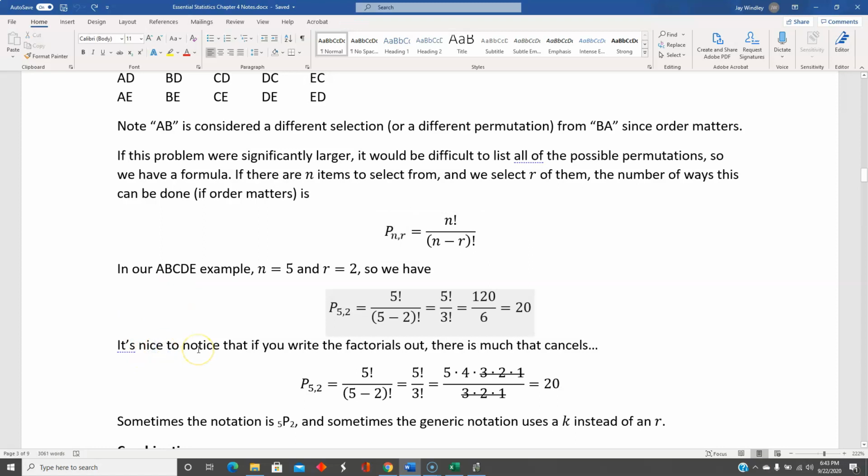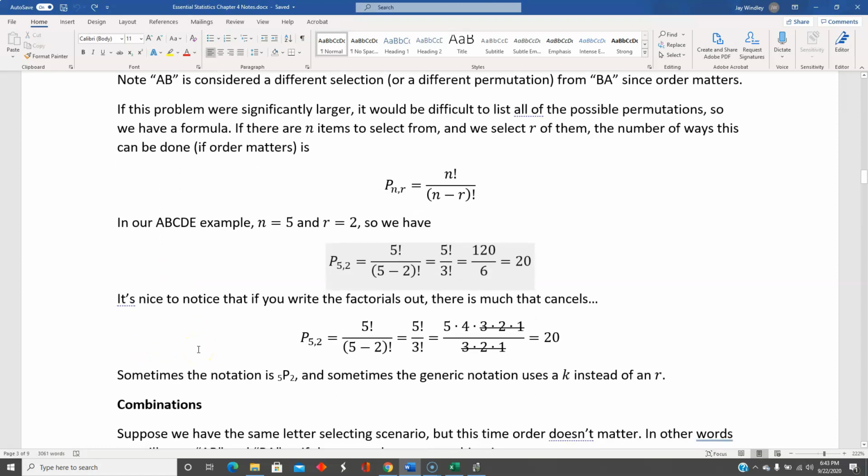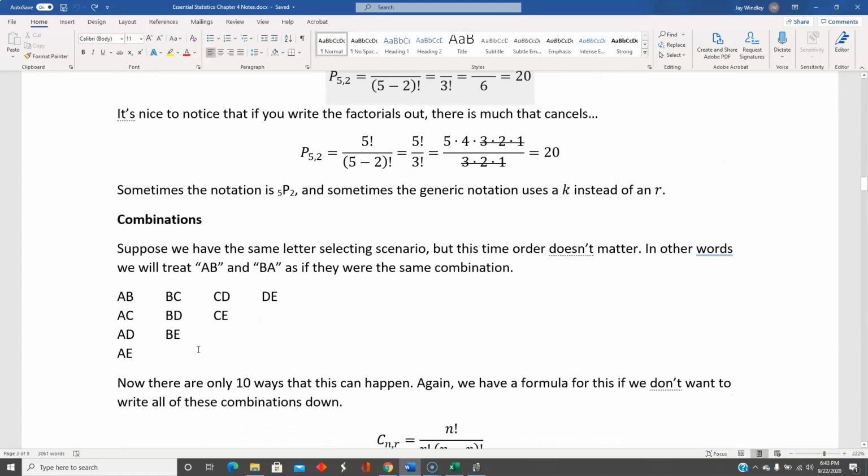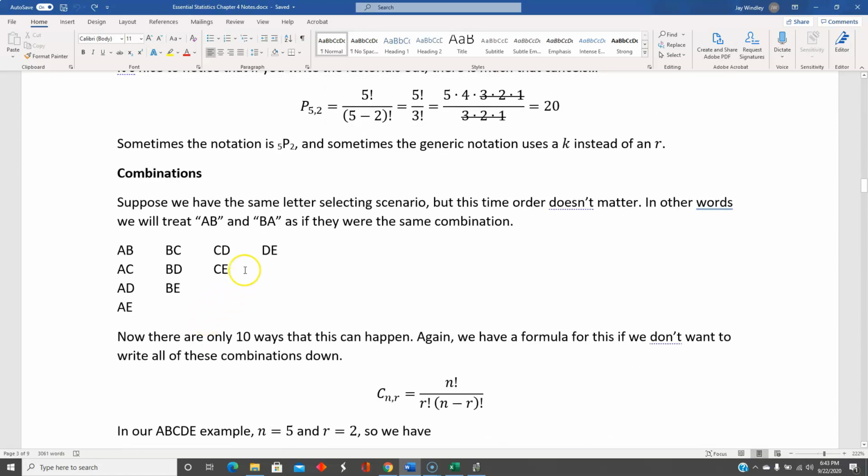Okay, then akin or similar to permutations is combinations. Let's say we have the same scenario, but now the order doesn't matter, meaning that we're not going to treat AB and BA as 2 separate groupings. So now, if I throw out the BA, because it's a duplicate of AB, and I throw out all the other duplicates, I end up with only 10 possible ways that you can select 2 letters.